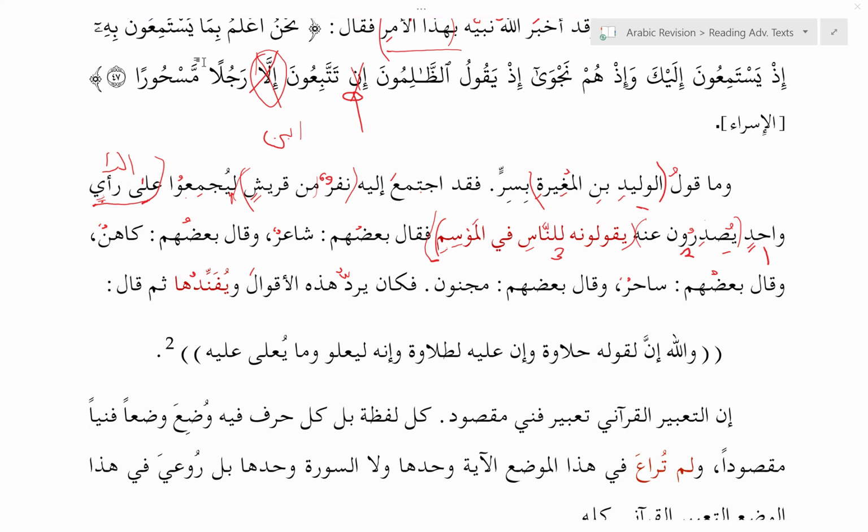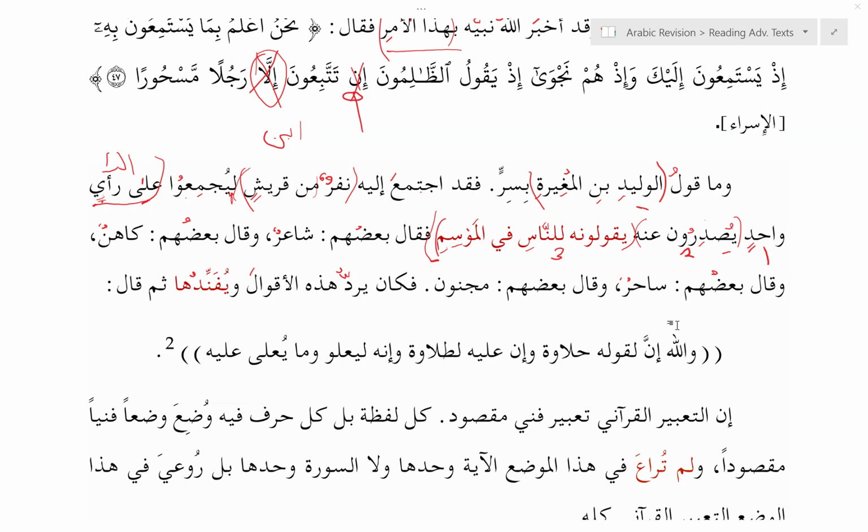Okay, I have a question here. So sifa number 2 is complete, jumla fi'liya with yusdiruna anhu. So that's the complete jumla fi'liya, sifa number 2. And then because that jumla fi'liya is complete, the next one is in itself a jumla fi'liya. That would become sifa number 3. And that's how we distinguish between the 2 and 3. Is that correct? Yes. Yes.